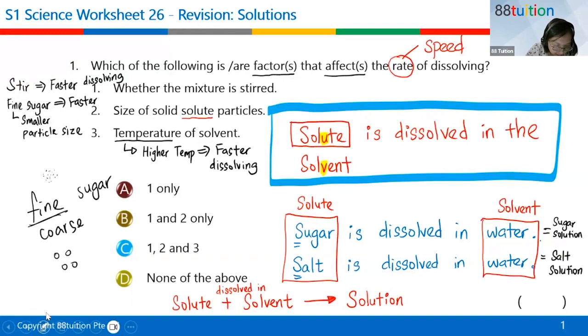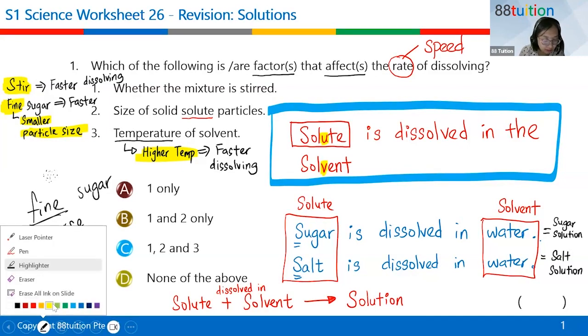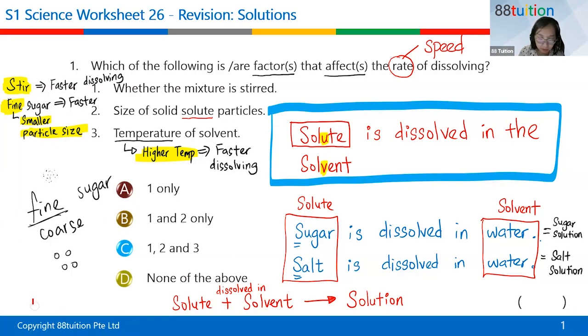I go highlighter. If you want faster, you stir the solution with a spoon, then use fine one, that means smaller particle size, and then higher temperature. All right, all the yellow highlighted words make dissolving faster. Okay, so always remember, sugar will dissolve faster in hot water. Salt will dissolve faster in hot water.